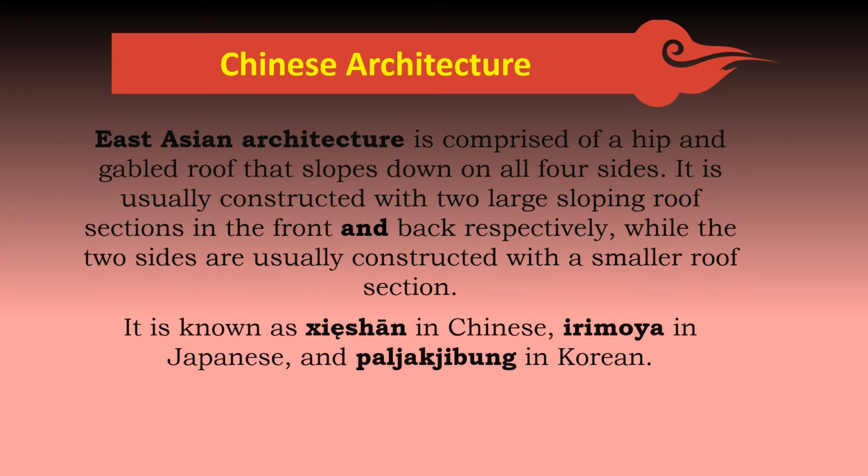East Asian architecture is comprised of a hip and gabled roof that slopes down on all 4 sides. It is usually constructed with 2 large sloping roof sections in the front and back respectively, while the 2 sides are usually constructed with a smaller roof section. It is known as xieshan in Chinese, irimoya in Japanese, and paljakjibung in Korean.